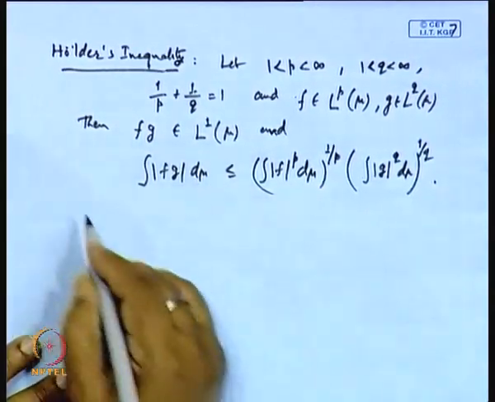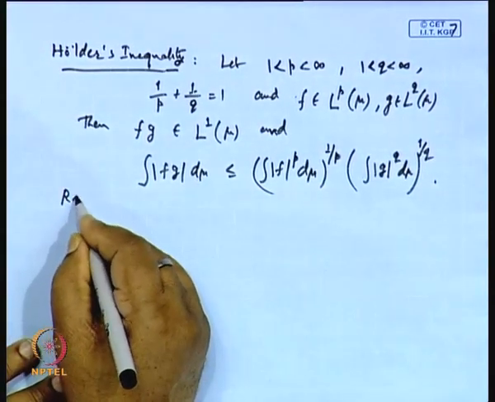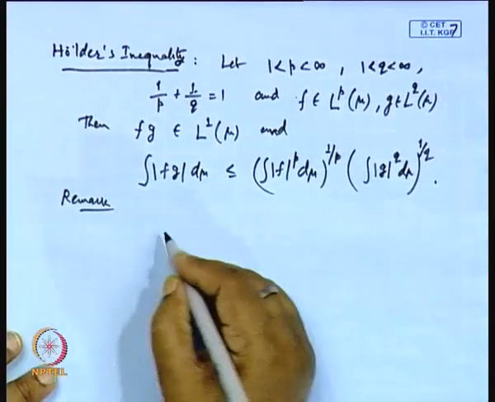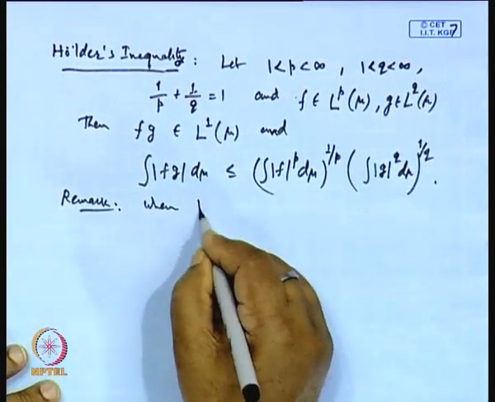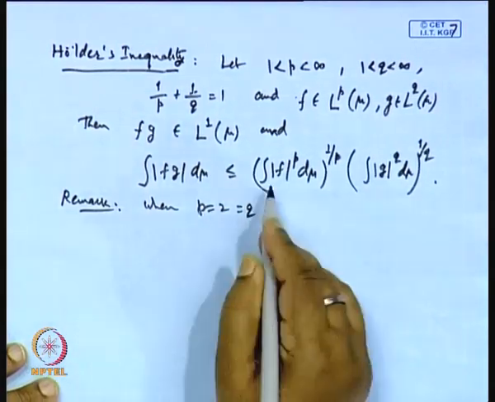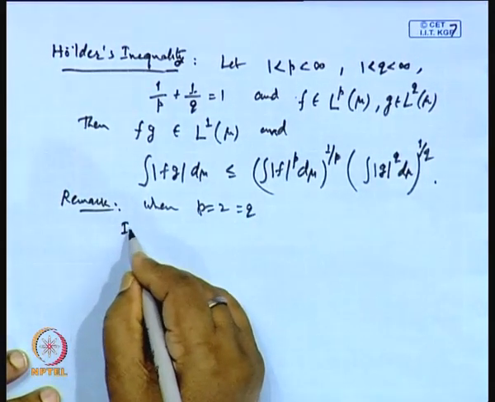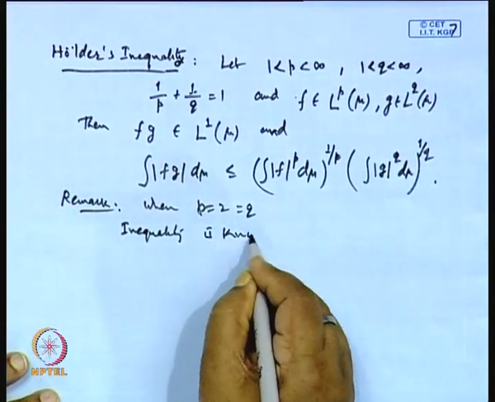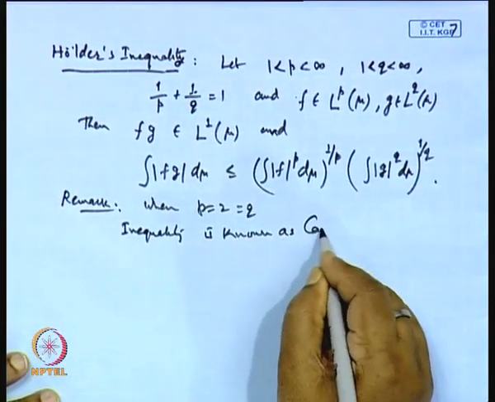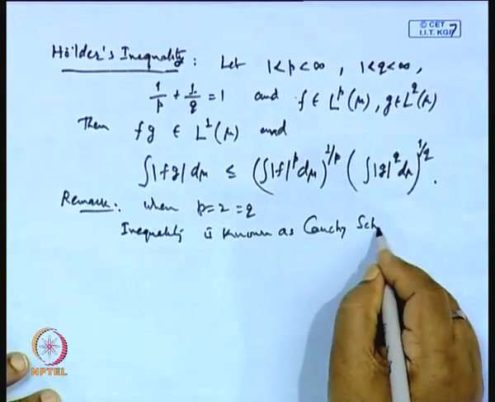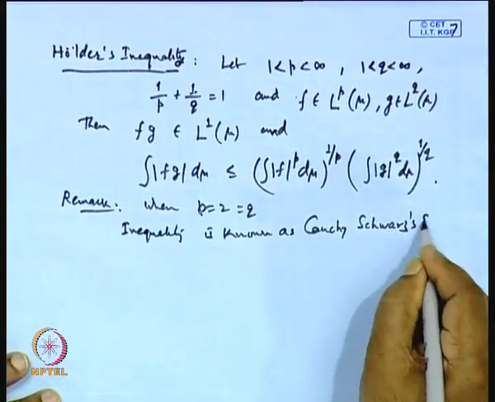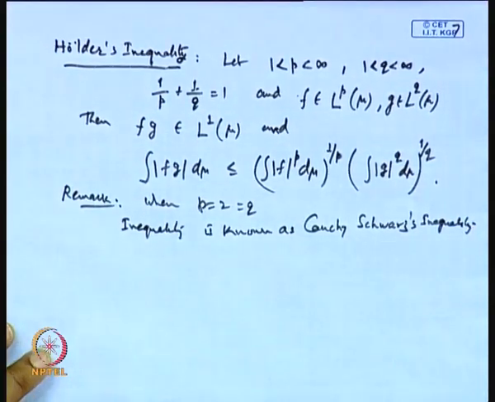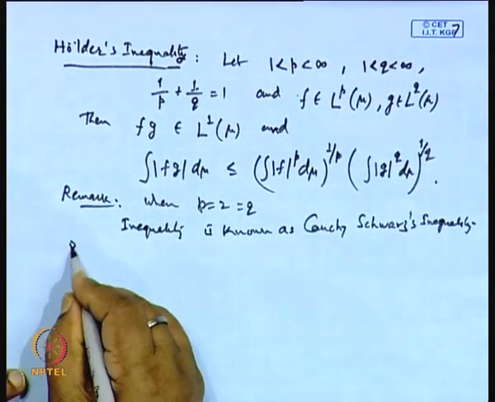And remark: when p is equal to 2 equal to q, the inequality is known as Cauchy-Schwarz inequality. Okay, Cauchy-Schwarz inequality. Now, let us see the proof of this.